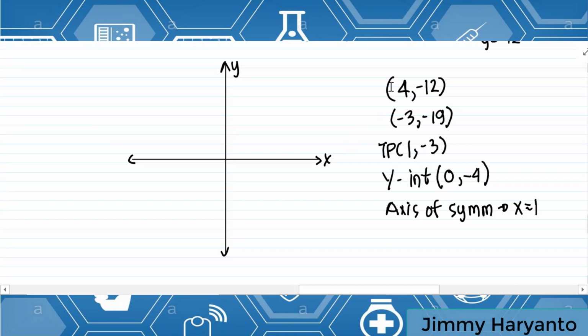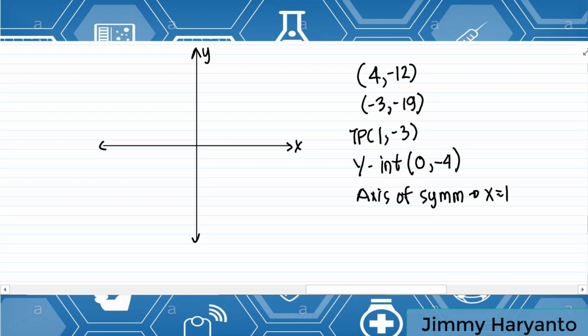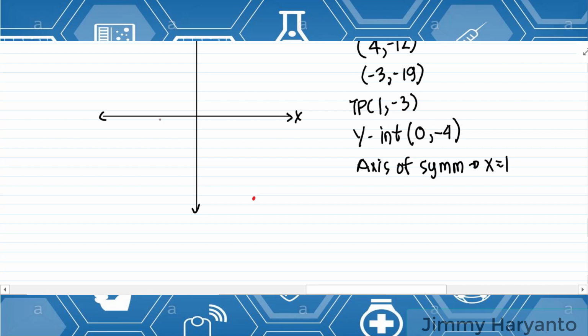Okay guys, this is all we have: 4, negative 12; negative 3, negative 19; turning point 1, negative 3; y-intercept 0, negative 4. We don't have an x-intercept, and we have the axis of symmetry x equals 1. Because it's sketching, you don't have to use a scale, but you can use your feelings. 4, negative 12 is right here maybe, and then negative 3, negative 19 maybe right here, and then 1, negative 3.